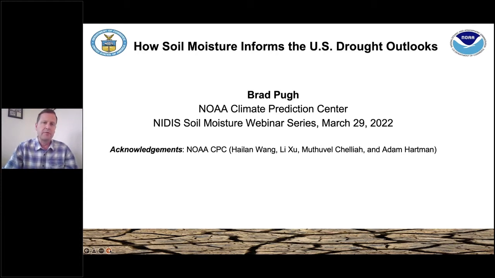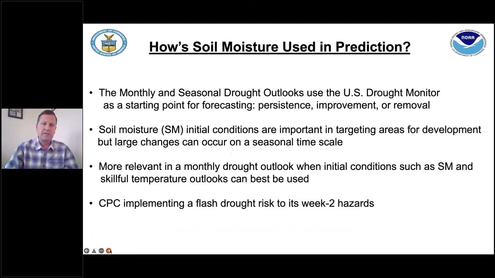So I'm Brad Pugh, meteorologist at the Climate Prediction Center. One of my focuses is drought, both as a USDM author, but also drought outlook forecaster. So today I'm going to be presenting on how soil moisture informs the US drought outlooks. So I'll give you a little peek behind the curtain on how we use soil moisture in our predictions. Next slide, please.